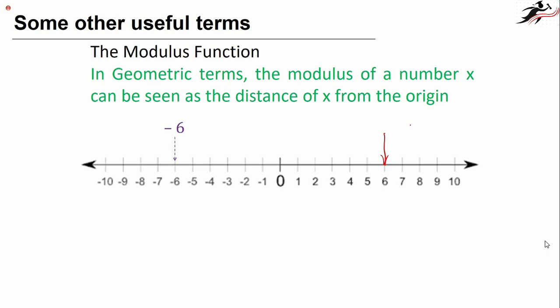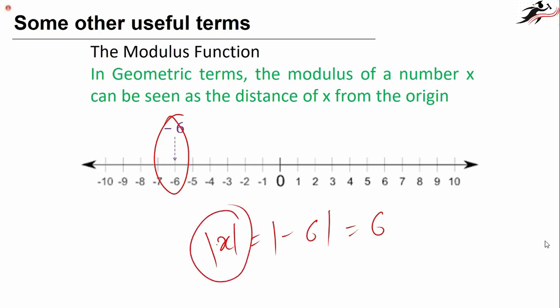Right? So let's say I'm talking about a point x equal to -6. The distance of this point from the origin is 6 units. So how can I get that 6 units? When I put a mod on both the sides, because mod of -6 is equal to 6. So when I put a mod around my variable, that basically means I'm counting the distance of my variable from the origin.